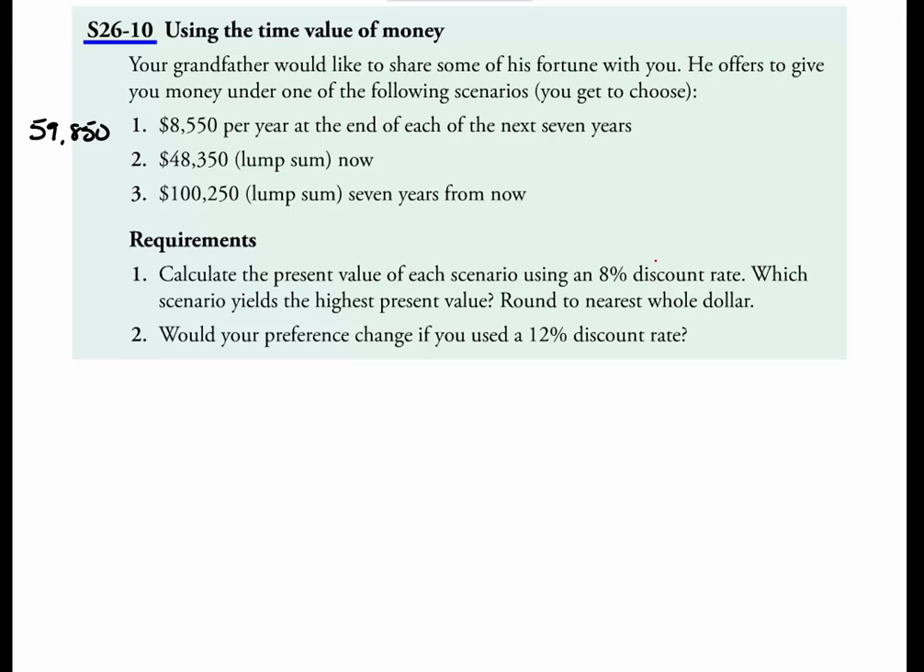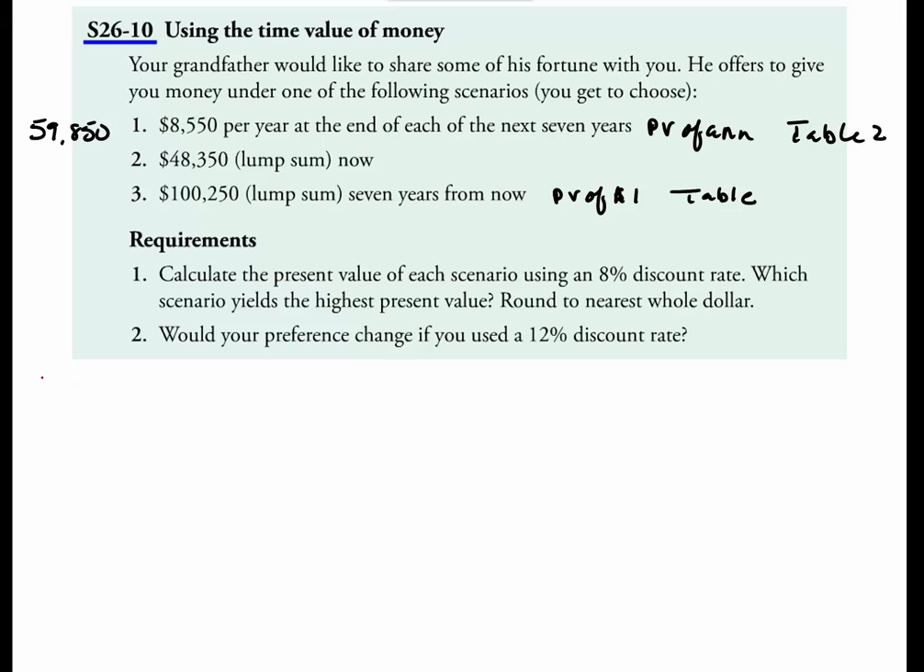So I'm going to use an 8% discount factor. For this one, it's an annuity, and I want the present value of a future stream. So present value of an annuity is Table 2. This one's already in today's value because that's now. This one is a lump sum. So present value of a lump sum or a dollar, that's Table 1. So that's what I'll use there.